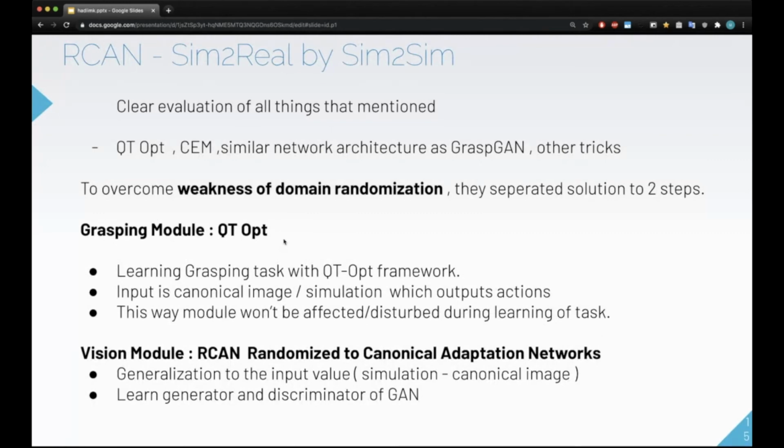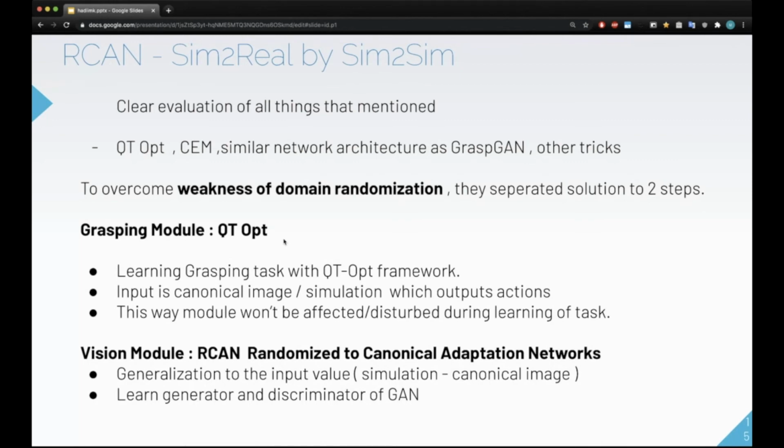And to overcome these issues, they introduced a new way of learning, called sim-to-real by simulation-to-simulation. This combines all of the works that I mentioned: QT-opt, the cross-entropy method, a network architecture similar to RCAN, and the other tricks they introduced for robotic data collection. And to overcome the weakness of domain randomization, they separated the solution into two parts. One part is the grasping module, one part is the vision module. So unlike the other work, which had these two parts working together, they separated all of this.